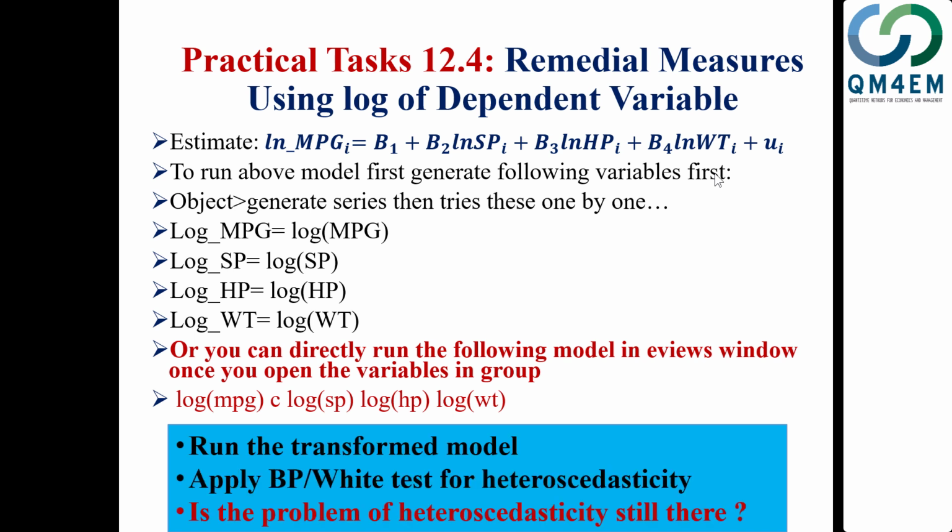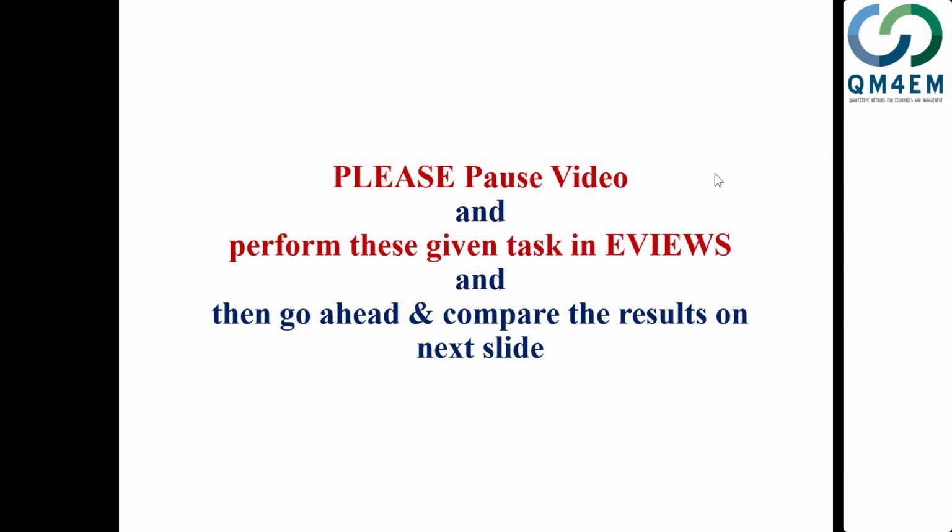So again, we have to answer these three questions. We have to run the transformed model, that's the double log model. We have to apply the BP and White tests for heteroscedasticity, and we have to check if the heteroscedasticity problem is still there or if it is solved. So again, I would request you, please pause the video, perform all these tasks in Eviews, and then go ahead and compare the results on the next slide. I will pause my video. Please take your data and perform these tests in Eviews.